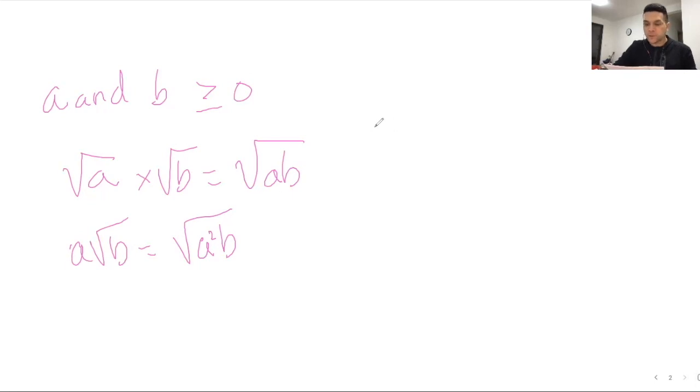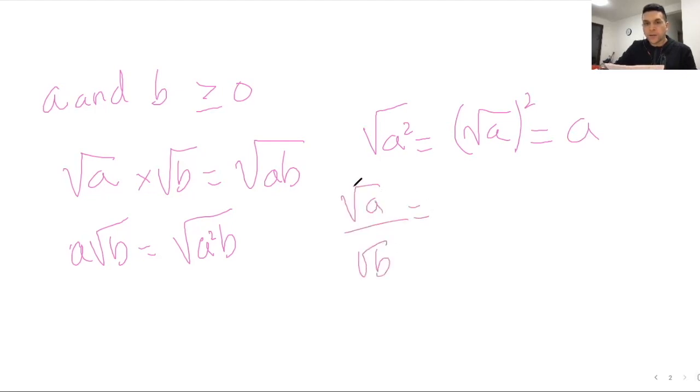If I'm taking the square root of a square number, this is the same as A. And if I'm dividing, I can just separate this, right? This is the same as this, and this can help me simplify the fraction. And obviously B cannot equal 0, okay? All right, let's do some examples.